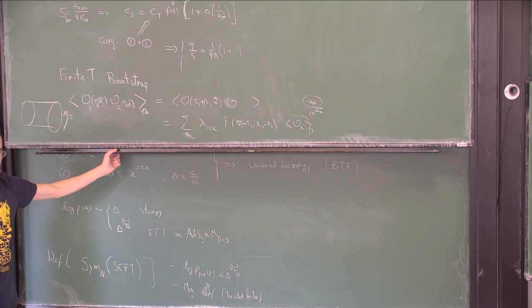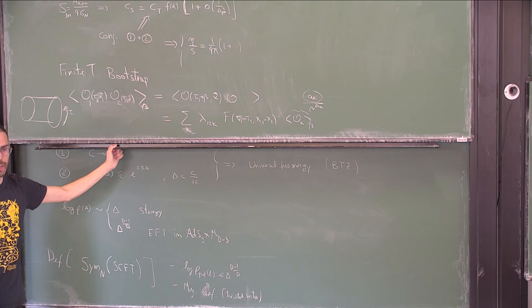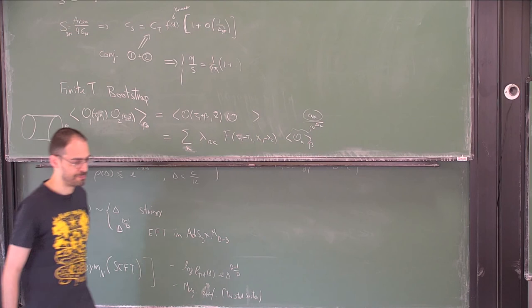Well, the main problem is that one-point functions are not sign definite, right? And this coefficient can be either sign. Yeah, right. So that kind of kills the numerics. So here, yeah, maybe it's too hard, I don't know.